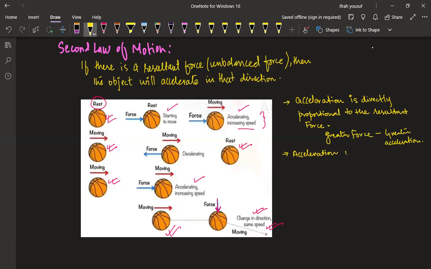Yes, so acceleration is inversely proportional to the mass of the object, right? So what we can say is that the greater the mass, the smaller the acceleration.